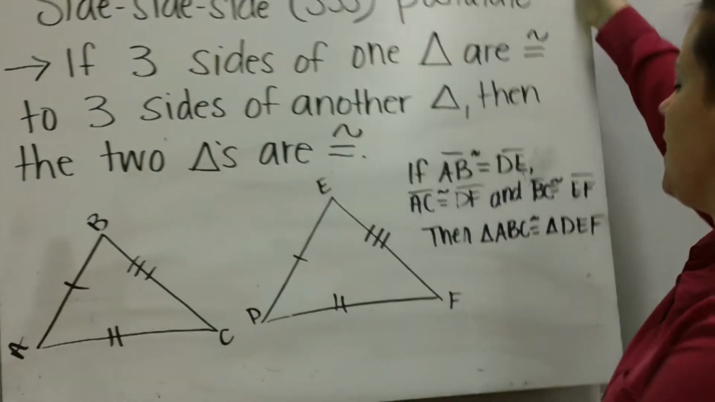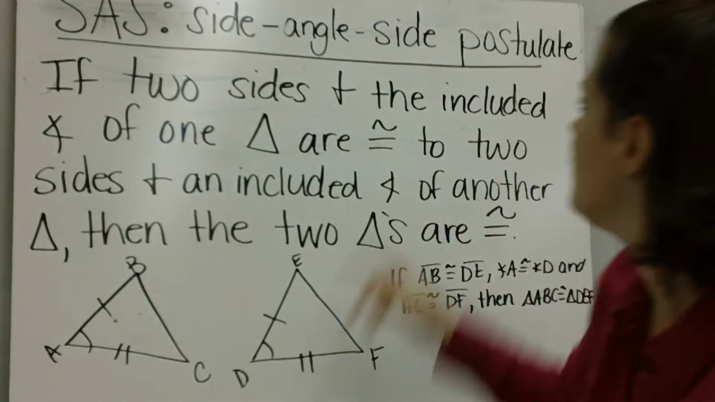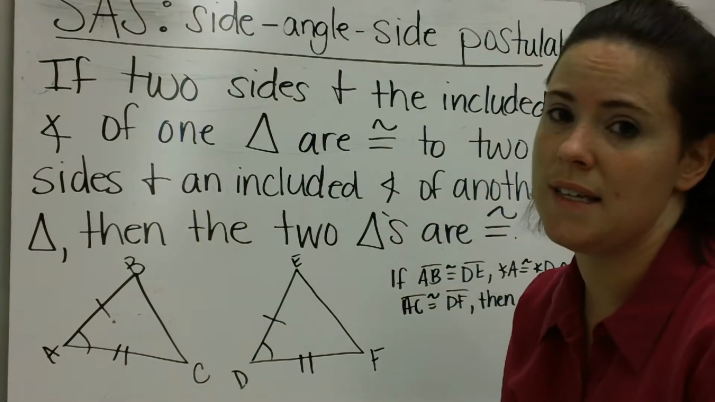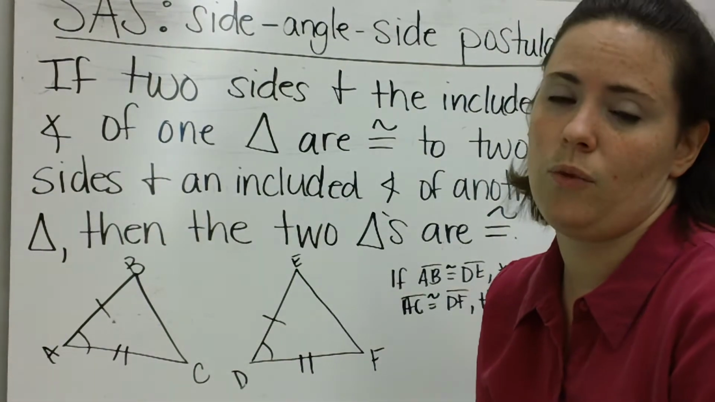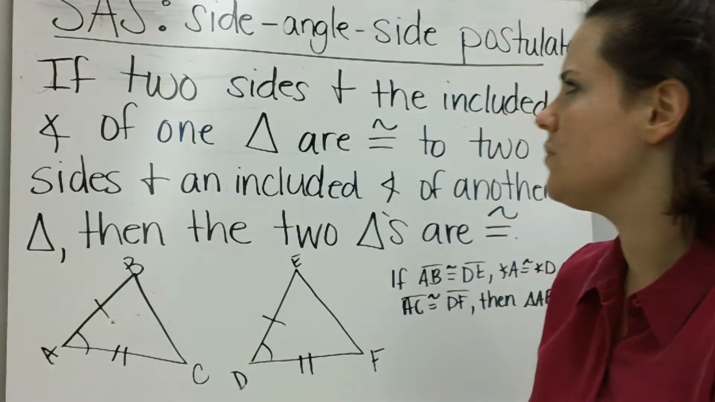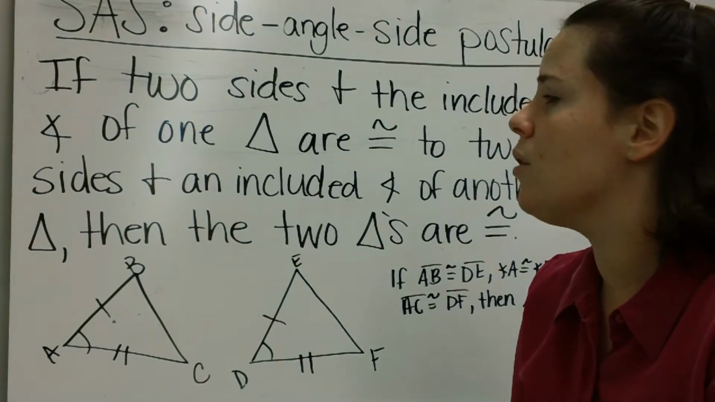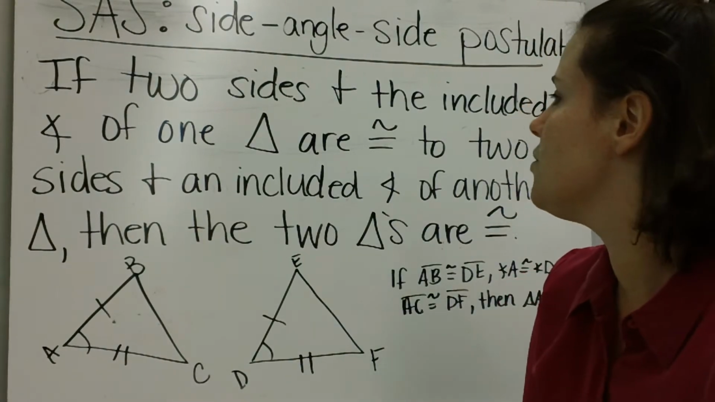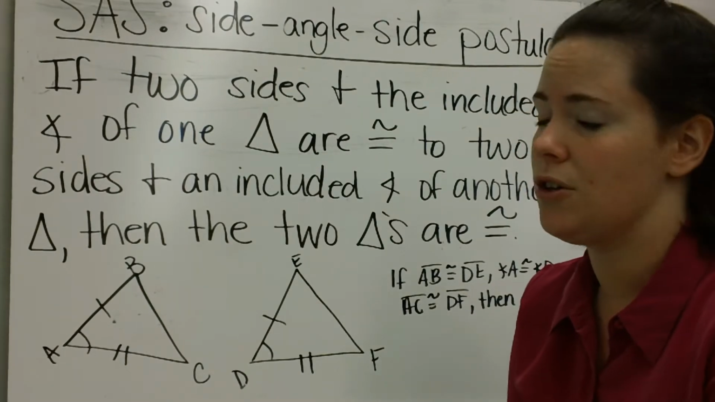Okay? The next one we want to talk about is the side angle side postulate, and that's written as SAS. You'll notice that for sides you write S, and for angles you write an A. That way you're just abbreviating, you're not having to write it all the way out. So what this one says, if two sides and the included angle of one triangle are congruent to two sides and the included angle of another triangle, then the two triangles are congruent.